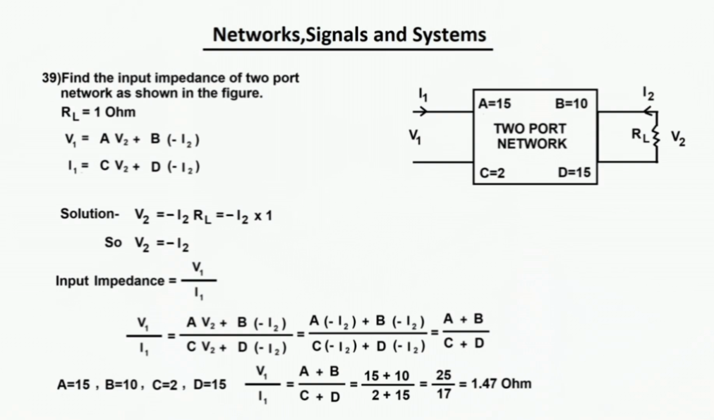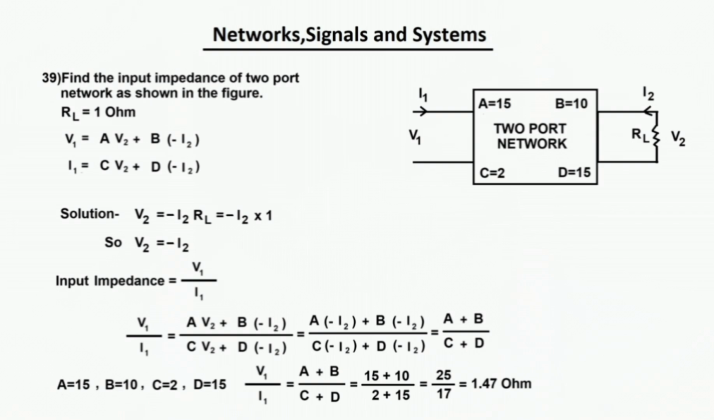So V1 upon I1 equal to (A V2 minus B I2) divided by (C V2 minus D I2). We put the value of V2 equal to minus I2. So impedance V1 upon I1 equal to (A plus B) divided by (C plus D).